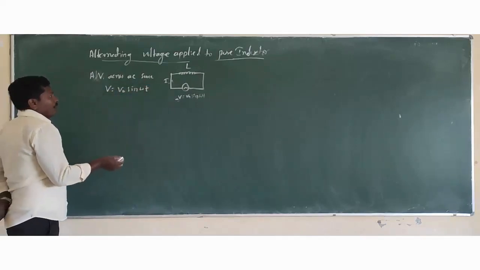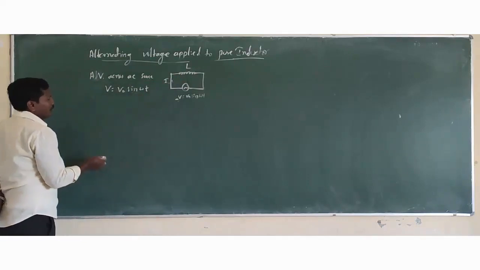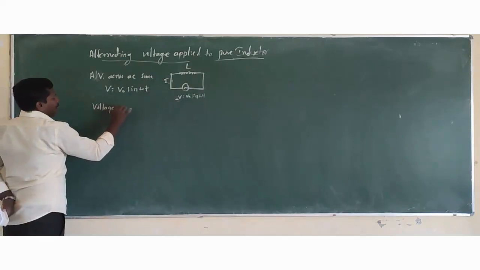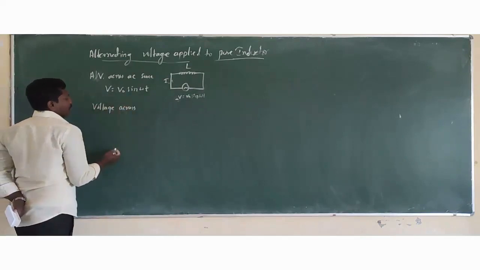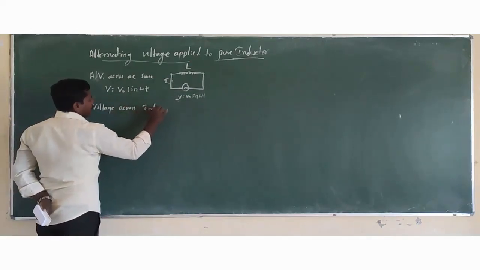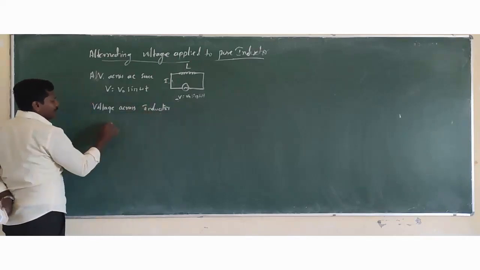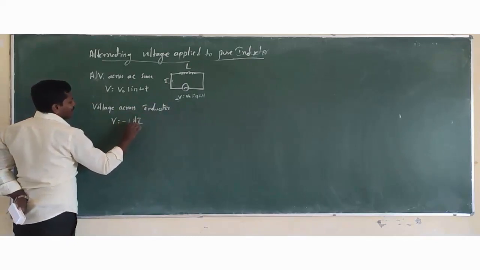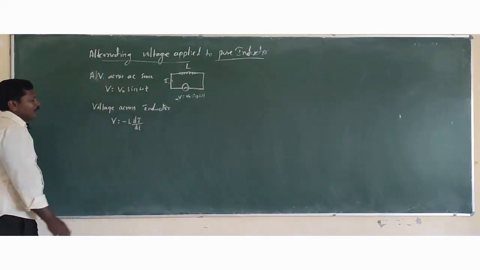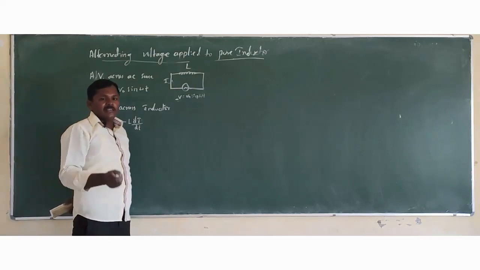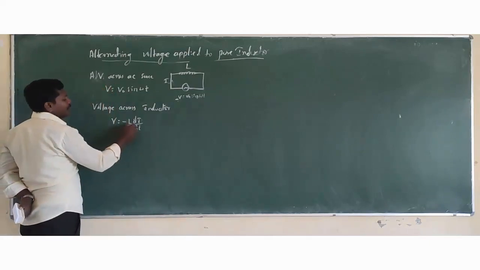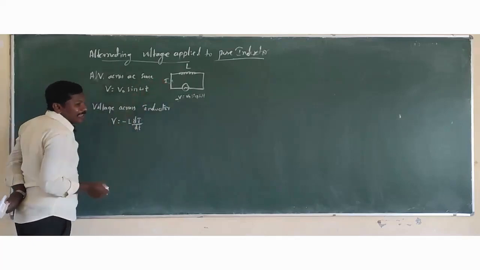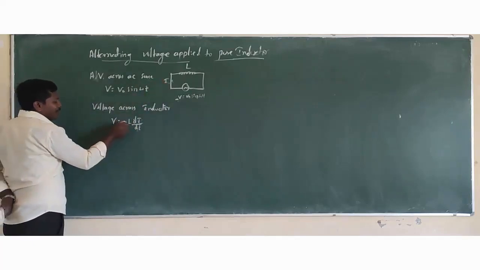Now when the current passes through the inductor, the voltage across the inductor can be represented by V is equal to minus L di divided by dt. Here di divided by dt means the rate of flow of current with respect to time. The minus sign represents that when the current passes through the inductor, I have to consider the minus sign.